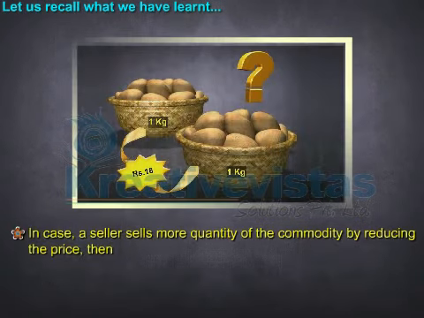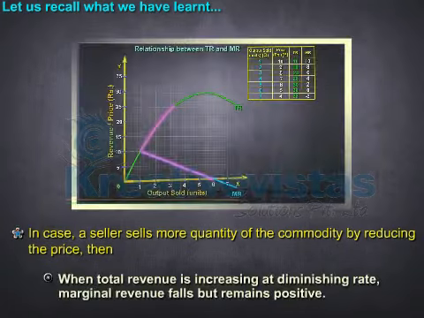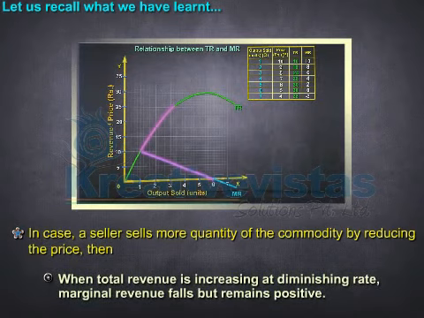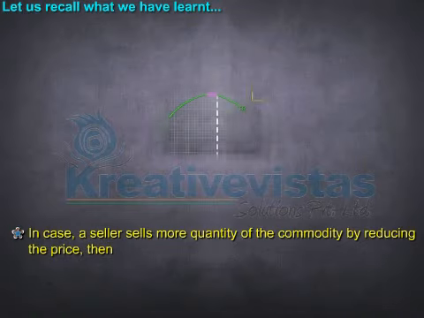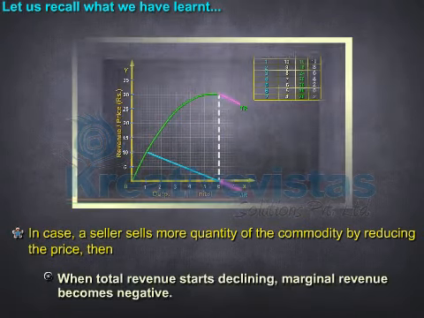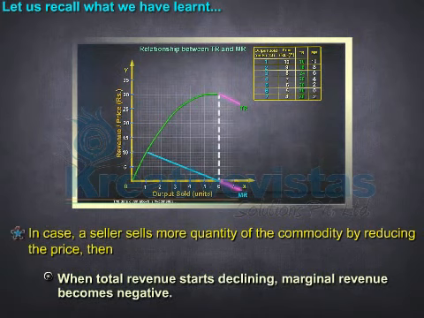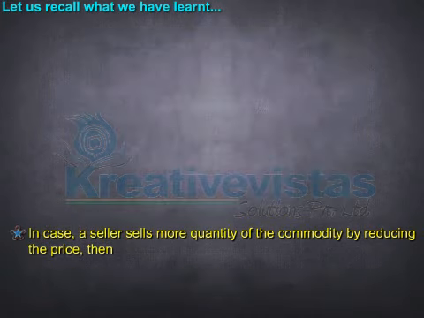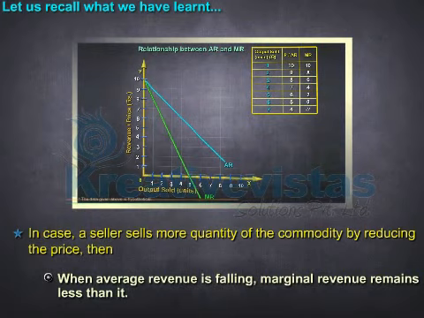In case a seller sells more quantity of the commodity by reducing the price, then when total revenue is increasing at a diminishing rate, marginal revenue falls but remains positive. When total revenue is at its maximum, marginal revenue becomes zero at that level of output. When total revenue starts declining, marginal revenue becomes negative. When average revenue is falling, marginal revenue remains less than it.